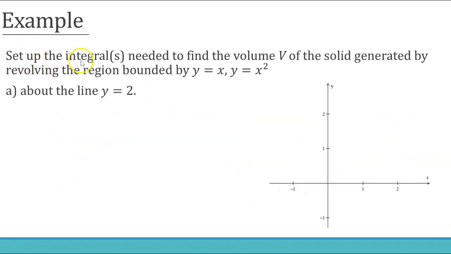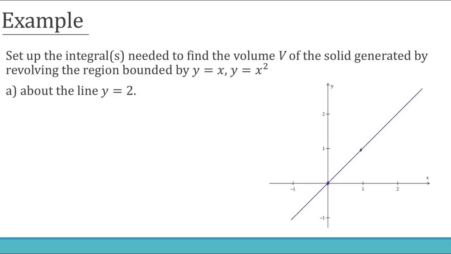Let's look at another example. This time we're just going to set up the integrals needed to find the volume V of the solid generated by revolving the region bounded by y equals x and y equals x squared about the line y equals 2. Let's start by drawing our functions. We have y equals x. That's just, again, the line passing through the origin with a slope of 1.